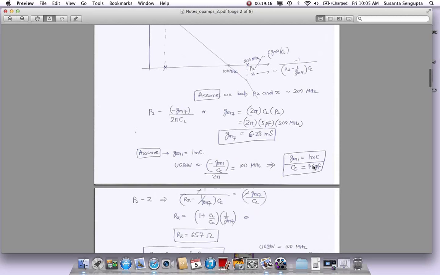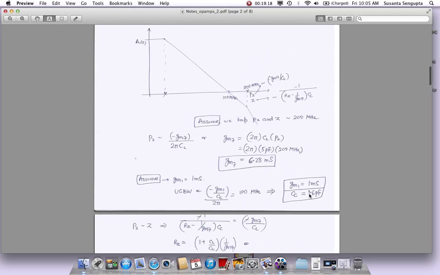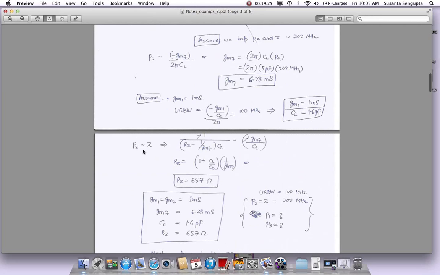So we have found what should be the value of the compensation capacitor, and that is from the 100 megahertz unity gain bandwidth. Next, we also said that P2, the output pole, and the 0, the nulling resistor 0, we want them to be equal to get better phase margin.